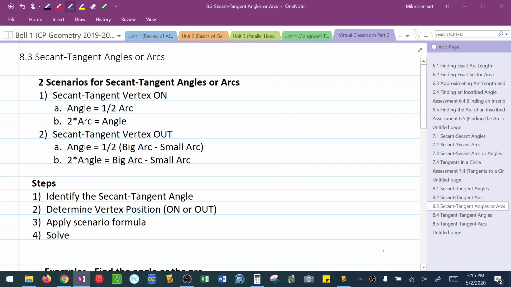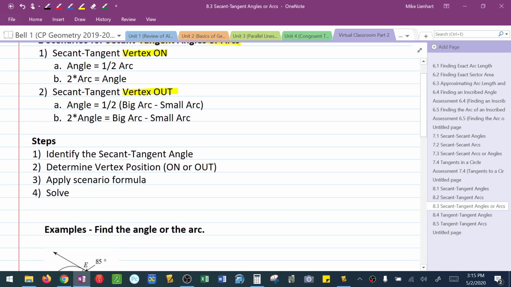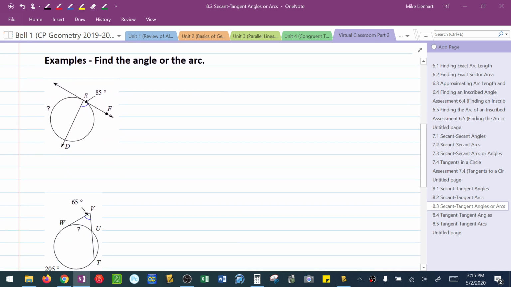This video is a kind of recap on everything that we've learned about secant and tangent angles or arcs, okay? So remember, once again, we got two scenarios for secant tangent angles or arcs. The key is when we identify secant tangents, is the vertex on or is the vertex out? Okay, so we're going to jump right in to these examples here.